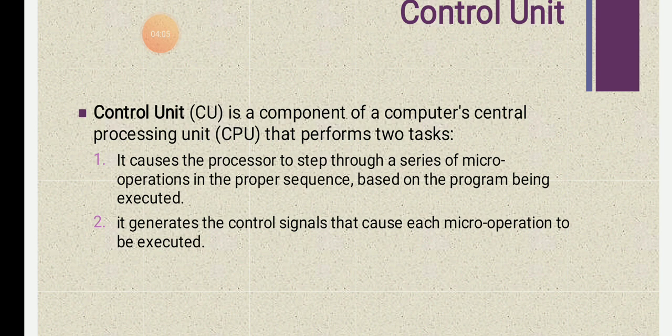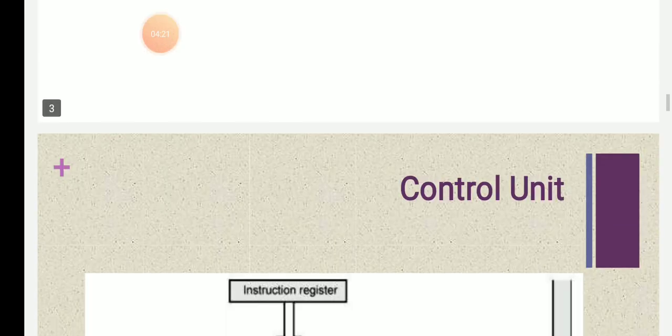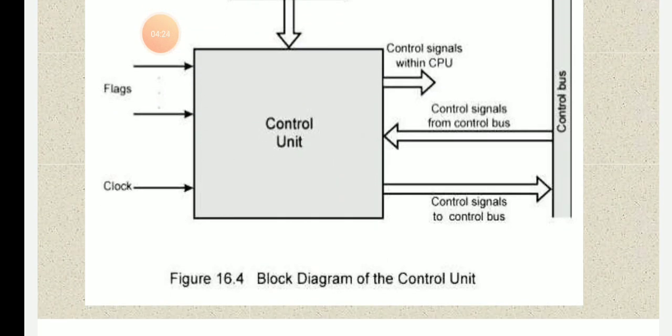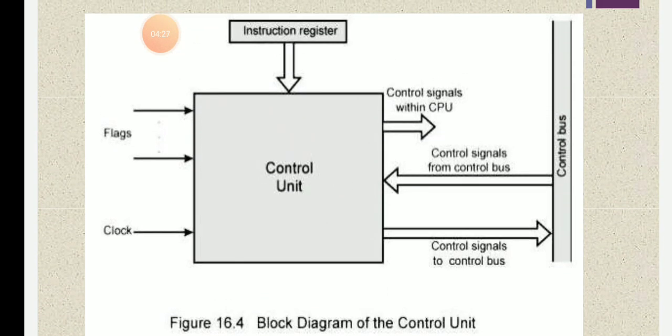Next, the CPU itself has three components. That is the memory or storage unit. Second one, the control unit, and third one is the arithmetic logic unit. So what is that control unit? This is the diagram, the block diagram of the control unit. It consists of flags, clock, instruction registers, control signals within the CPU, control signals from the control bus, and control signals to the control bus. This figure shows the block diagram of the control unit.